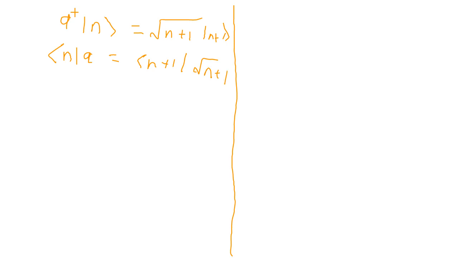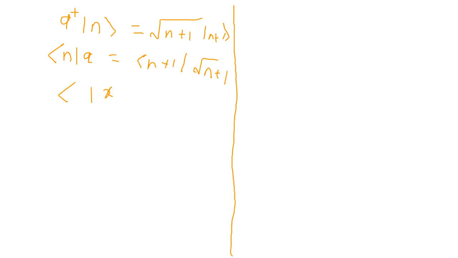Let's say the hint that I gave you was that a dagger acting on n should have given you root n plus 1 acting on n plus 1. This equation you can flip around or take the dagger of. So once it acts on n, then a dagger will just give you an a, and this will give you n plus 1 square rooted with n plus 1.